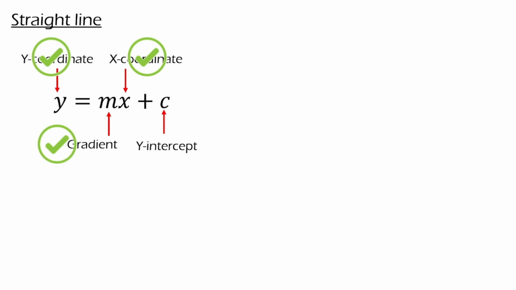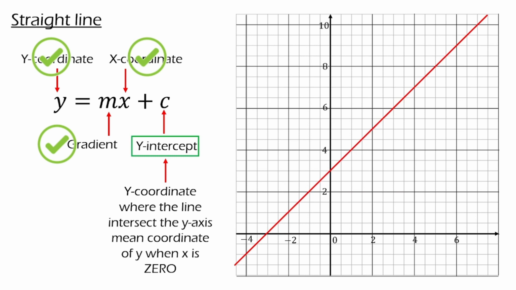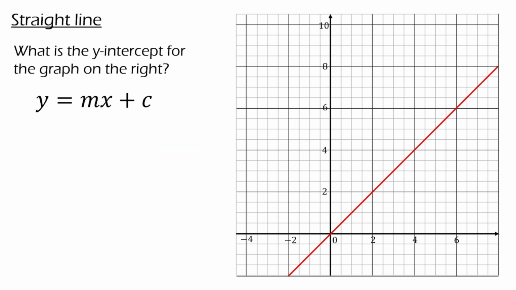Let's continue on c, which is the y-intercept. What is the y-intercept? As the name suggests, it is the y-coordinate where the line intersects with the y-axis, which means our coordinate of y when our x equal to 0. For example, for this graph, as you guys can see, the line intersects at 0, 3, and therefore our y-intercept c is equal to 3. As simple as that. Let me challenge you guys.